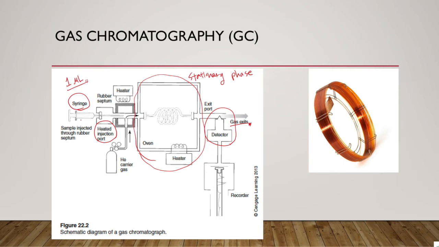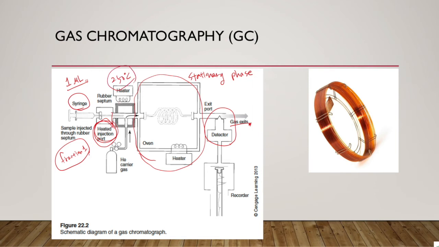Okay, so by using a syringe, we're going to inject our first fraction, fraction 1, which is the distillate from the hexane-toluene mixture. And once we inject it, the temperature inside this injection port is very hot. The temperature is high, about 250 degrees.